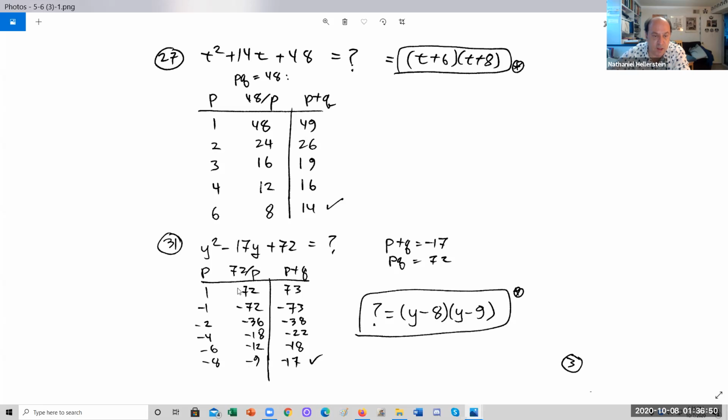And if p is negative 8, then 72 over negative 8 is negative 9. The sum is negative 17 as required. And therefore, this expression equals y minus 8 times y minus 9.